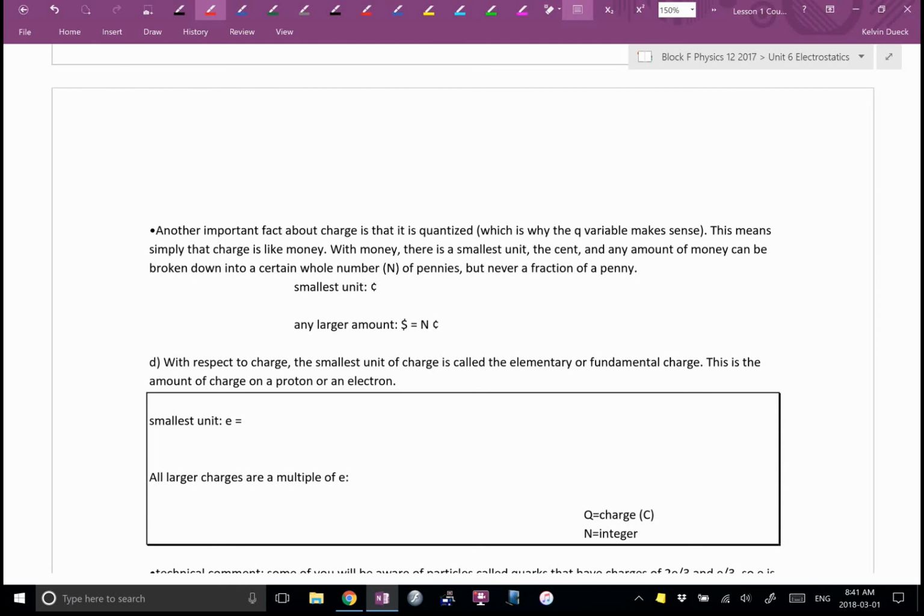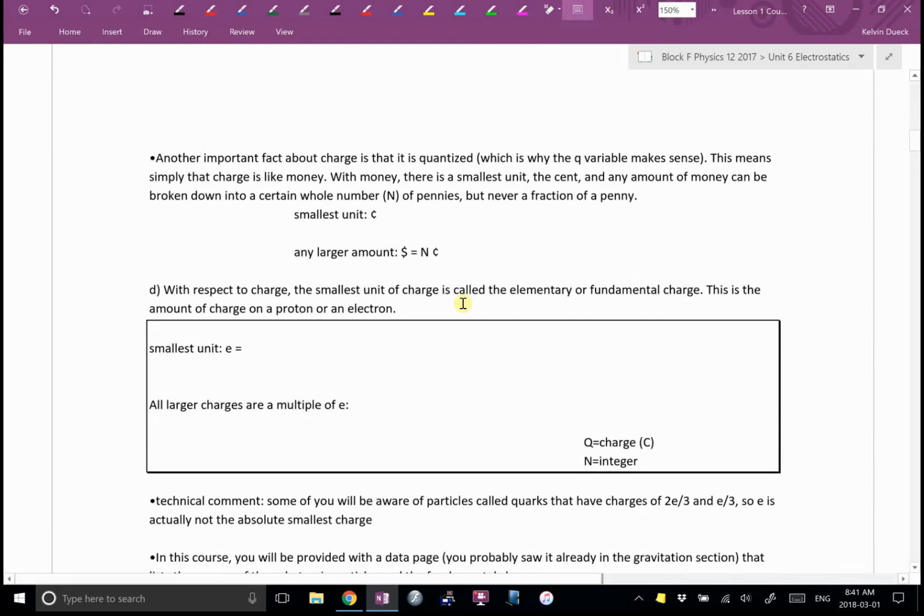With respect to charge, the smallest unit of charge is called the elementary or fundamental charge, and it's on your formula sheet in that data section where you also have the mass of the Earth and so on. What's the elementary charge? Plus or minus 1.6 times 10 to the negative 19 coulombs. Positive, that's a proton. Negative, that's an electron. All other amounts of charge are a multiple of that.